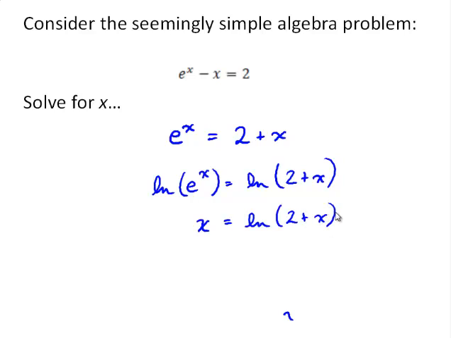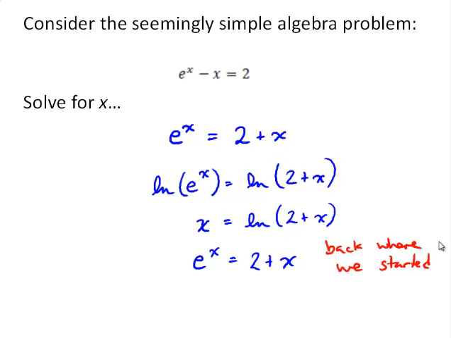But again, we have x inside the logarithm and outside the logarithm. We could try taking the exponential of both sides, but we are back where we started. And this is an example of an algebra problem, a basic algebraic expression that we cannot solve analytically. This is impossible to solve using algebra.